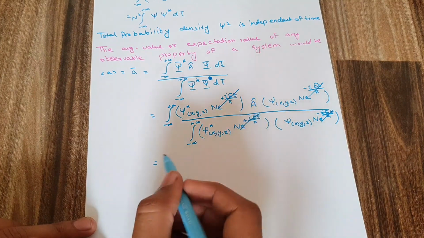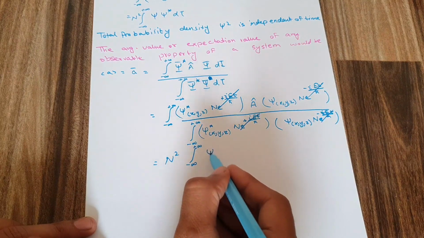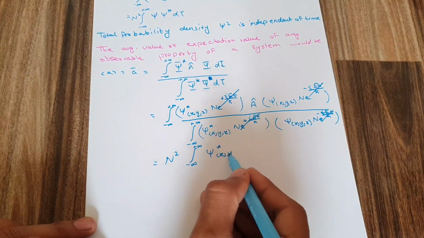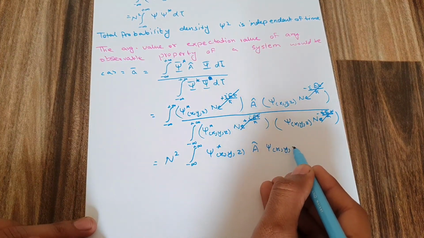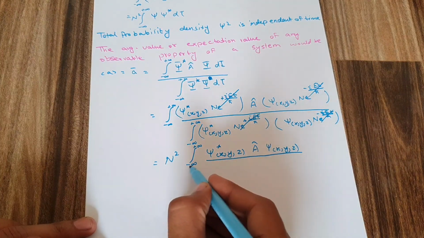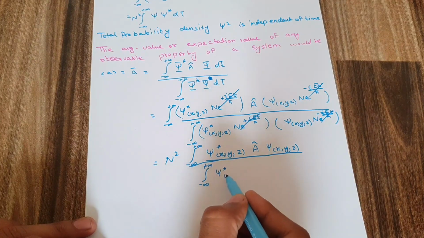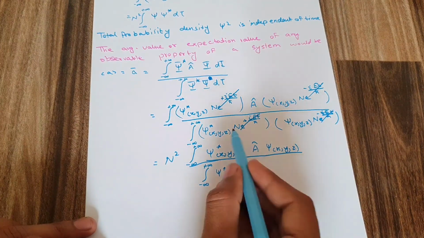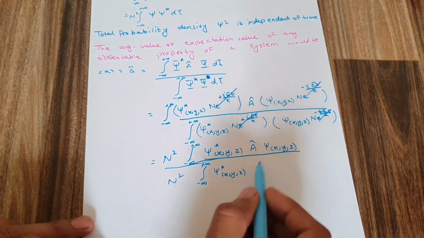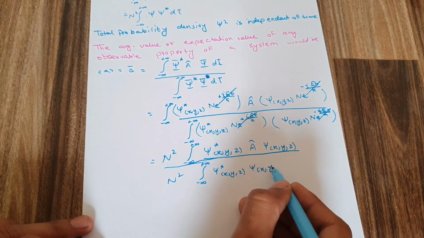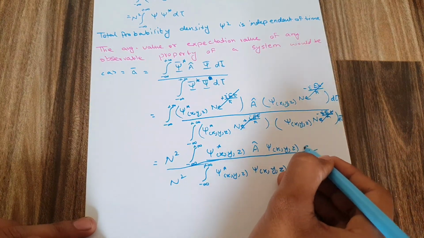Since n square is a constant, it will go out of the integration. On coming out of the integration, I am left with the integral from minus infinity to positive infinity of psi star x y z, with operator A applied on psi x y z, and in the denominator the integral from minus infinity to positive infinity of psi star x y z psi x y z, where n square will go out of the integration. I had d tau here, I also had d tau here, so I am going to write d tau and d tau.